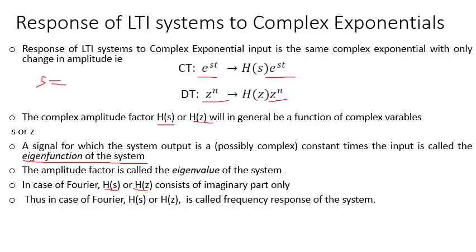It's difficult to draw with the mouse, but anyway, for the continuous time case, s equals j omega. That means if s equals sigma plus j omega and sigma is equal to 0, then the complex number s reduces to j omega. So in the case of Fourier, we will have j omega, and this complex amplitude factor will be called the frequency response of the system.